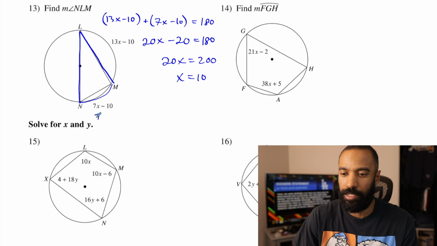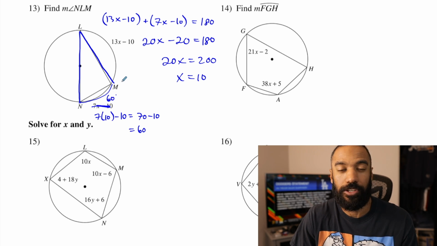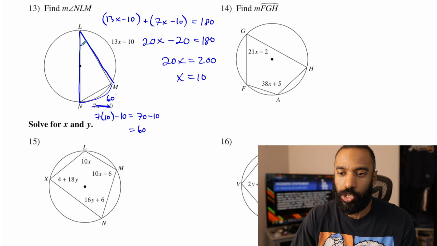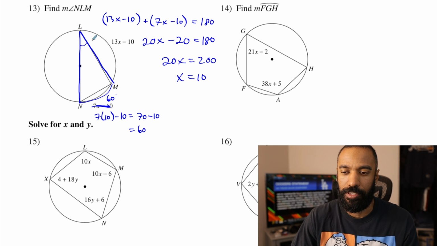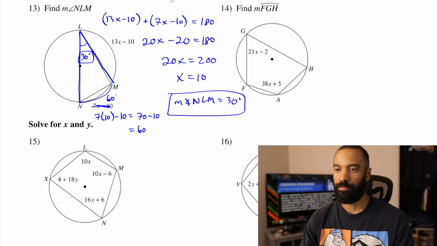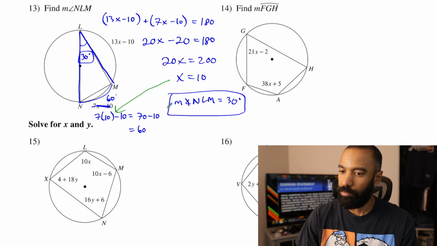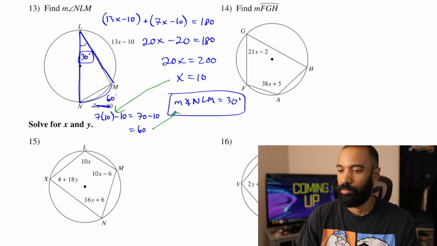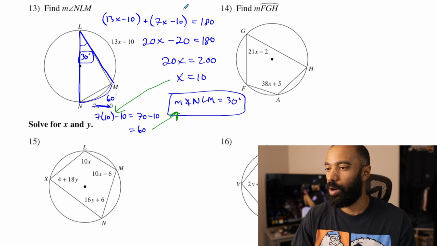7 times 10 minus 10 is 70 minus 10, which is 60. So this is a 60-degree intercepted arc, and this inscribed angle should be half of the 60. So this is going to be 30 degrees right here. So the measure of angle NLM is 30 degrees. Okay, all right, so there's the work on that one there.